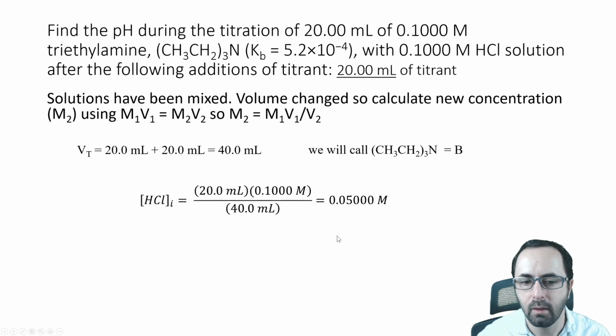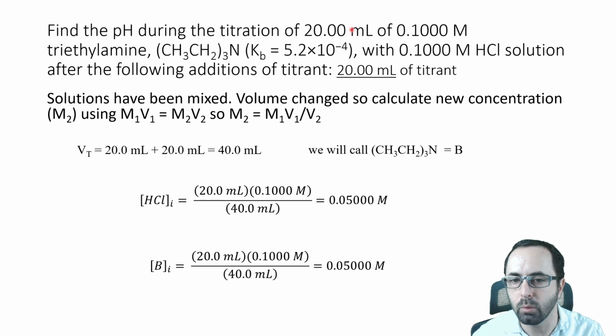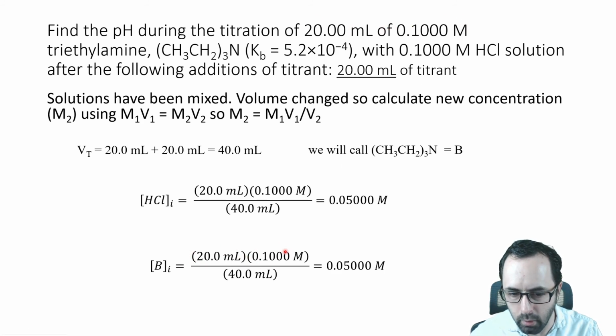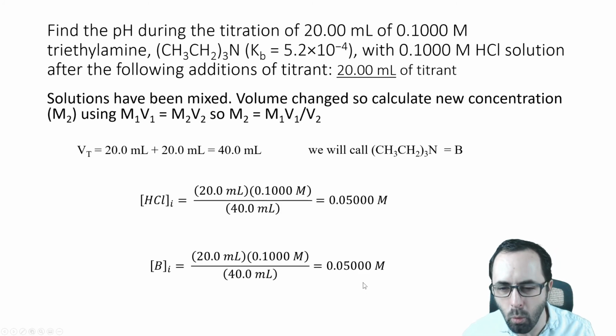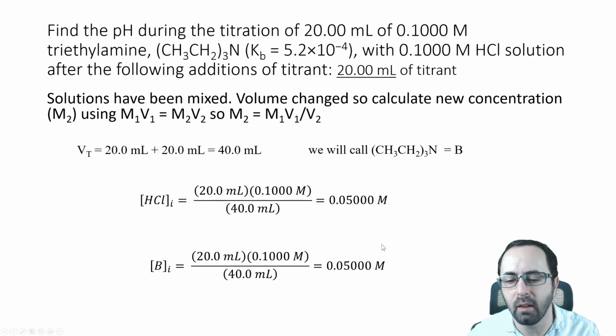For the base, it's the same thing. We're starting with 20 milliliters, volume 1. Molarity 1 is 0.1 molar. Volume 2 is the total volume, 40 milliliters, so we get the same value here. So we are at the equivalence point. We have added the same amount of acid as we have of base.